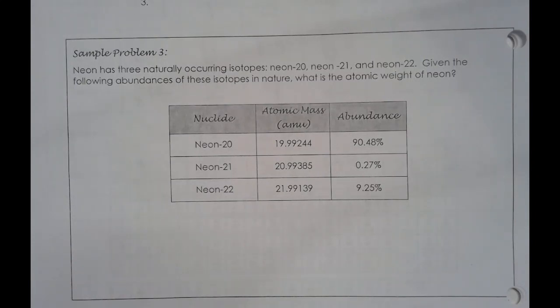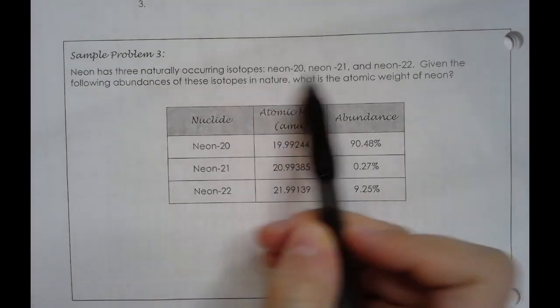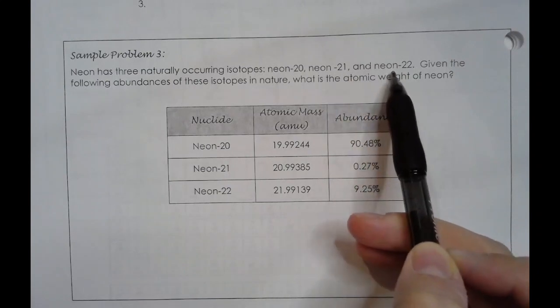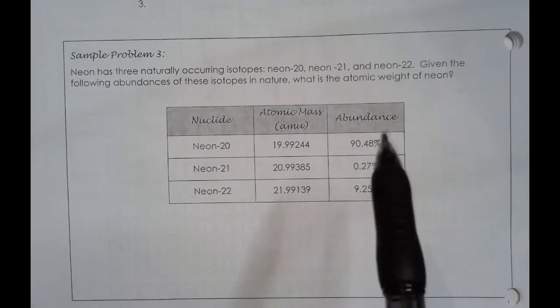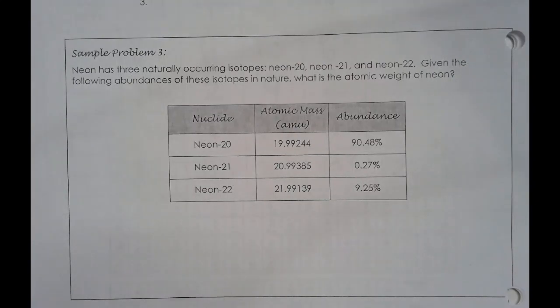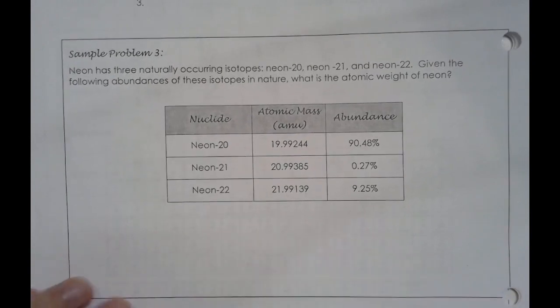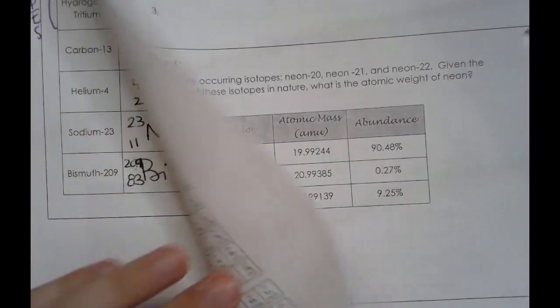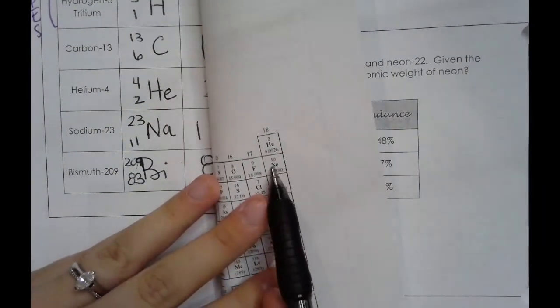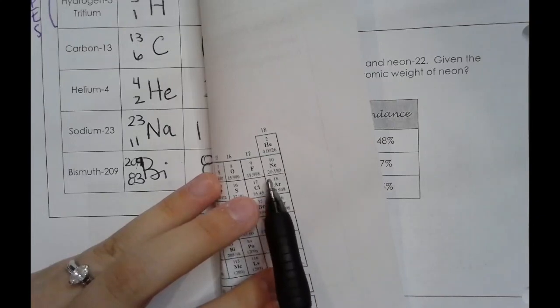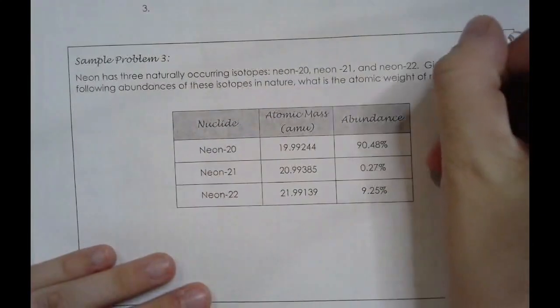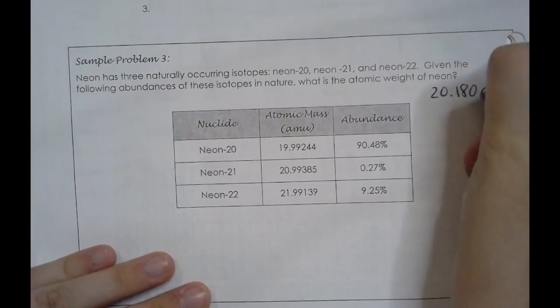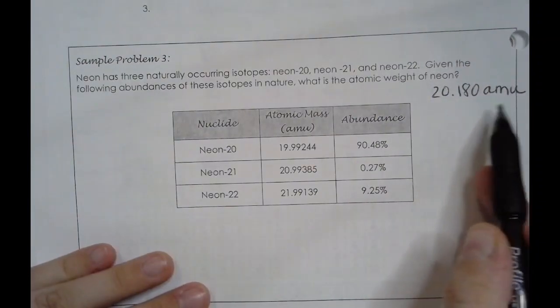So here is sample problem 3 that we'll do together. Neon has 3 naturally occurring isotopes. So neon exists in nature as neon 20, we have neon 21, and we also have neon 22. Given the following abundances of these isotopes in nature, what is the atomic weight of neon? So you should be able to look up the answer for this on a periodic table before we even get started. So the atomic weight for neon, if I just look on this page before, is 20.180. And I'm just going to keep that here because I know that that has to be my answer.